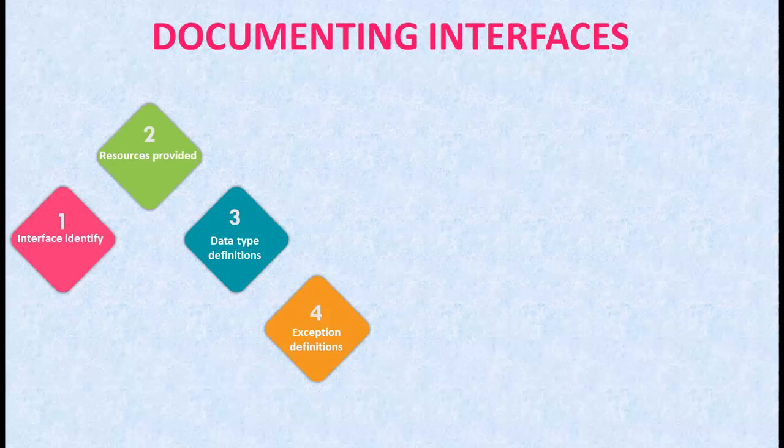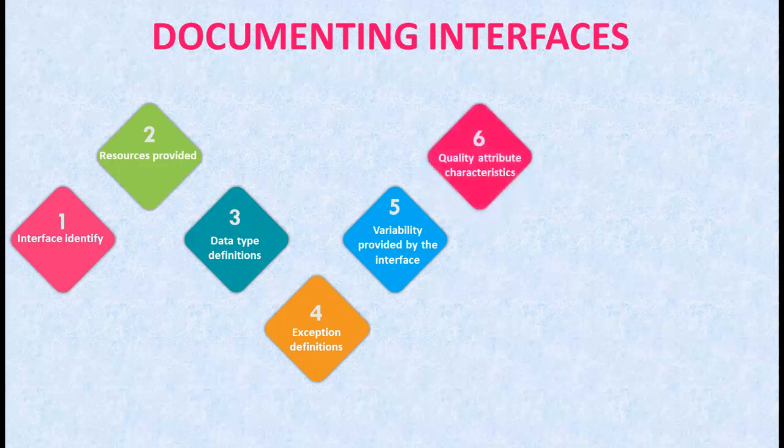Coming to the fifth one, that is variability provided by an interface. Here we need to see whether the interface allows the element to be configured in some way. These configuration parameters and how they affect the semantics of the interface must be documented.